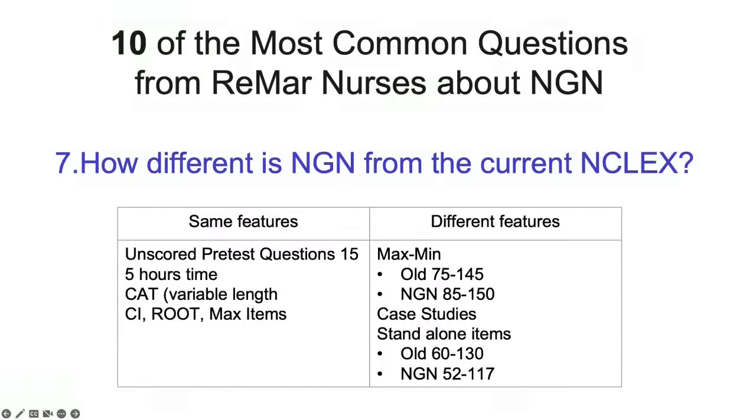The first is that you're going to get 15 questions that are pre-test. They don't even count. Okay, so 15 of your questions won't count. The only bad thing is you don't know which questions are pre-test.